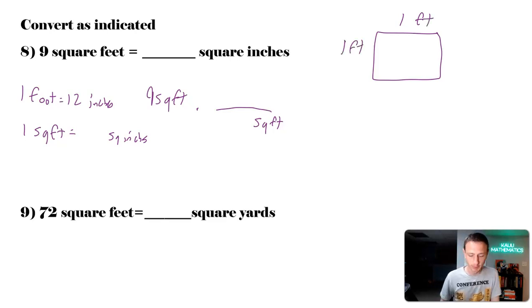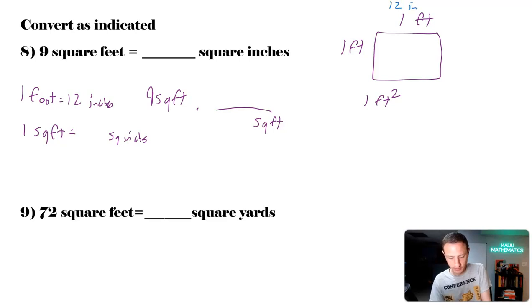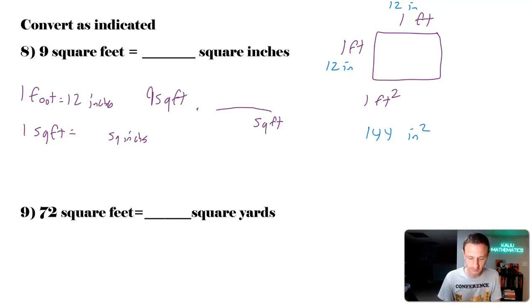If I have a square 1 foot by 1 foot, the area here is 1 square foot. Well, if I convert that to inches, we just said 1 foot equals 12 inches. So this would be 12 inches by 12 inches. So how many square inches would that be? 12 times 12 is 144. So this would be 144 square inches.